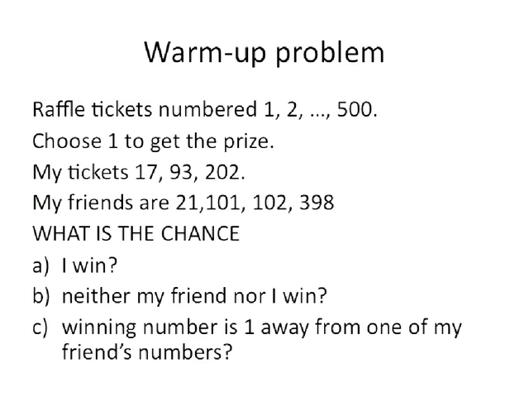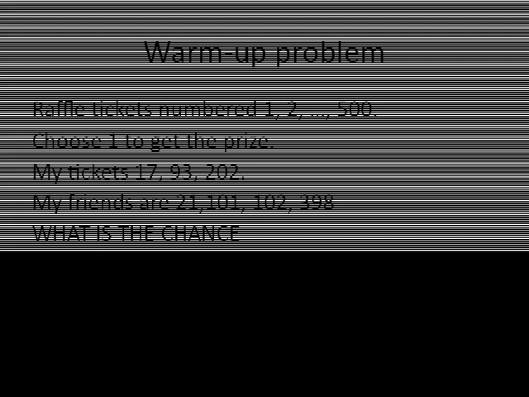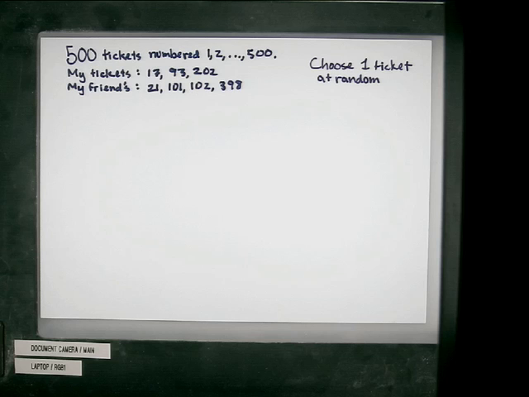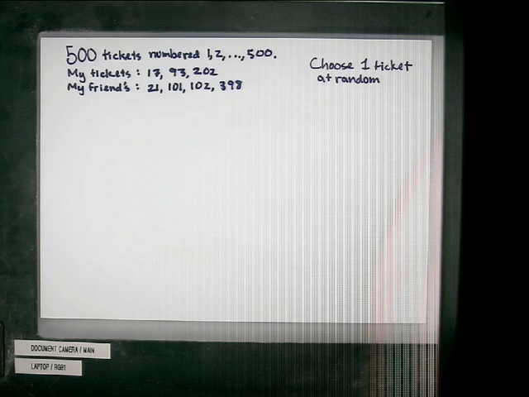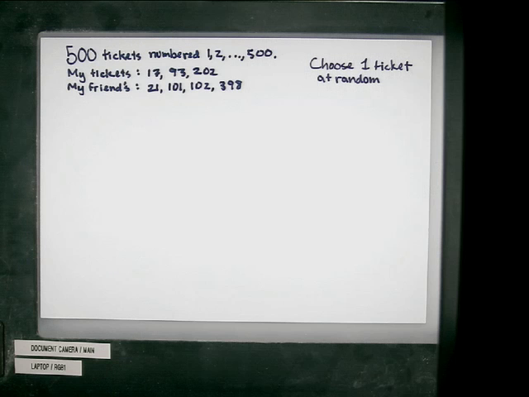You ready? Let's take a look. I am going to move over to the document camera so that we can solve it together. Can somebody tell me how they would address the first part of the problem? What's the chance that I win? Oops, do you see it there? Yes. For some reason, I don't. Oh, there we go. What's the chance that I win?